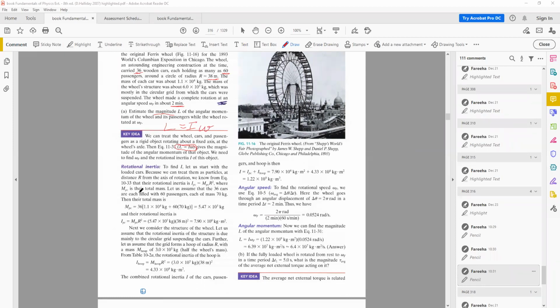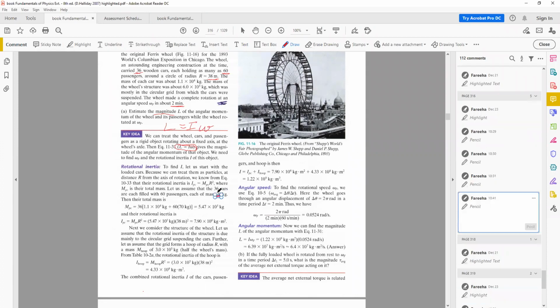Each car is carrying 60 passengers, and if we assume that each passenger has an average weight of 70 kg, then the total mass of the passengers in one passenger car will be the product of this, right? So you can write the product of 60 multiplied by 70 plus the mass of the car itself, and then the total number of cars is 36. After doing all this calculation, you get m_PC is equal to this value.